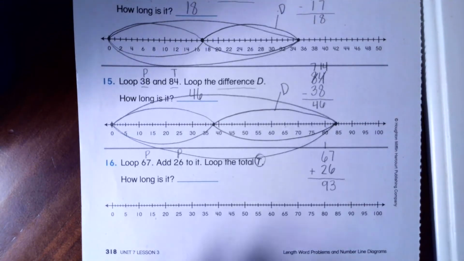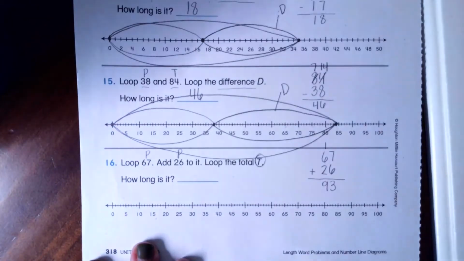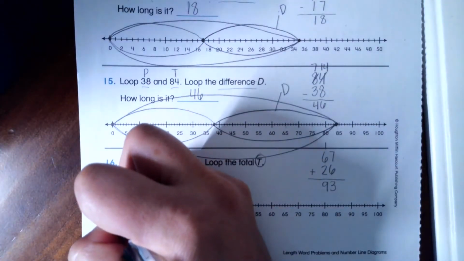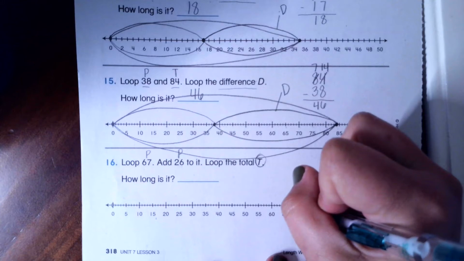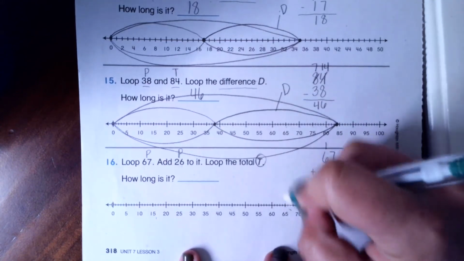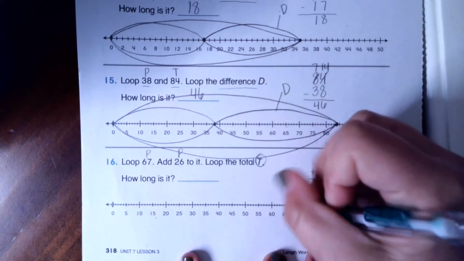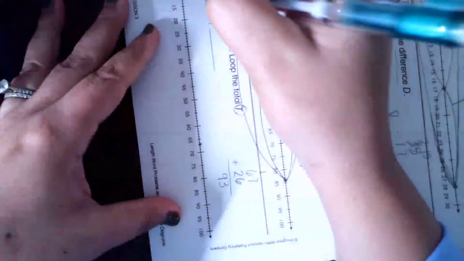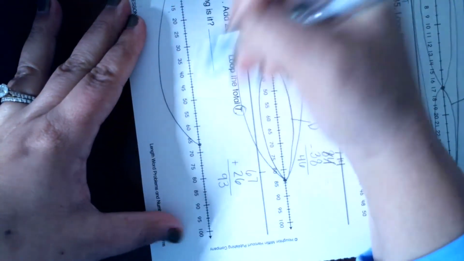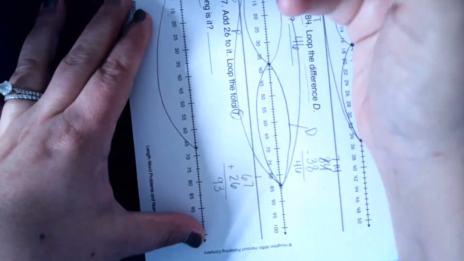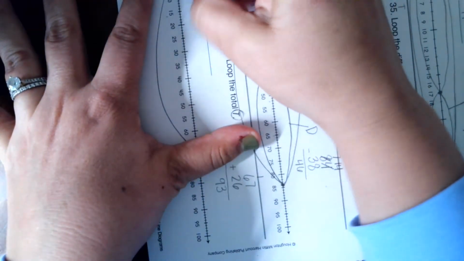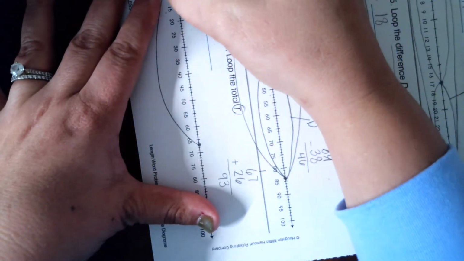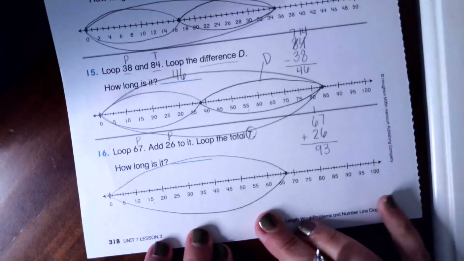Let's see how we show it on a number line diagram. So first it says loop 67. So you're going to start at 0. You're going to go to, whoops, that's 68. You're going to go to 67, okay? So first step, the same in your loops at least. Okay, that's our first partner.